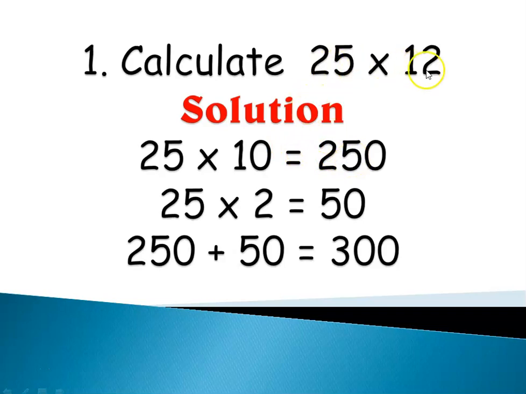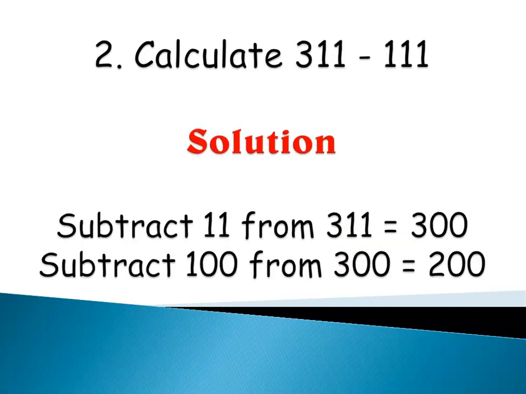And then I'll say 25 times 2. This is also easy. 25 times 2 is 50. And then I add 250 and 50 together to give me 300. You can see that this is quite faster than your long multiplication method. So my answer is 300. Alright. Let's go to the next question.